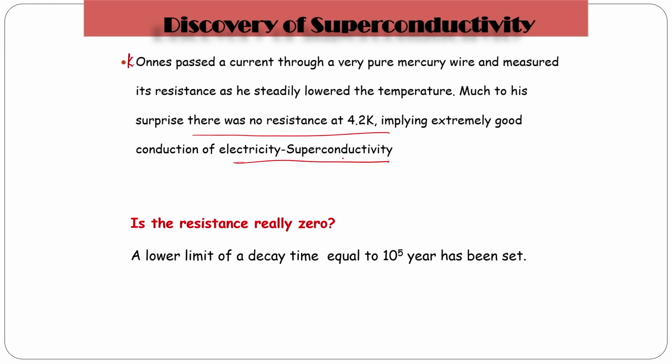And the question is, does the resistance really become equal to 0? It does, because a lower limit of the decay time of current that flows in the system is 10 to the power 5 years. So, a current that starts in a superconductor will go on for 10 to the power 5 years. That is the kind of precision we are talking about in defining the resistivity to be equal to 0.